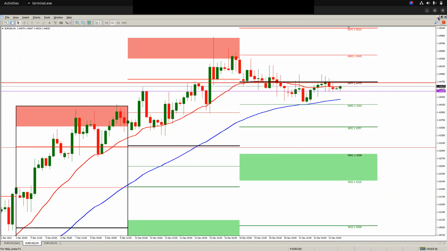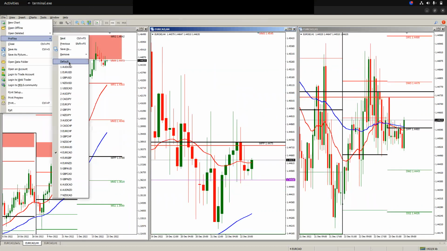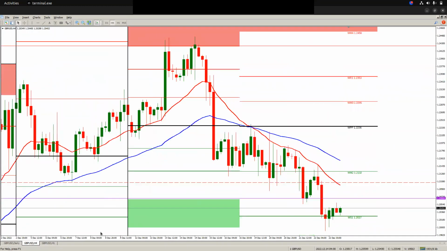So right now, the only trade that really looks like it could potentially be doing anything would be the pound dollar, because price is currently on its way to resistance at a 4-hour 21. Beyond that, pretty sideways. Maybe an opportunity to wrap presents today and prepare for the weekend.